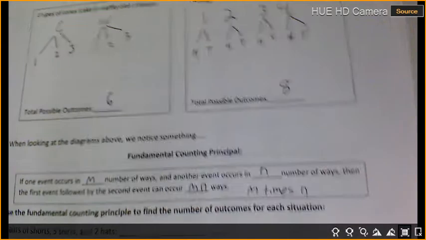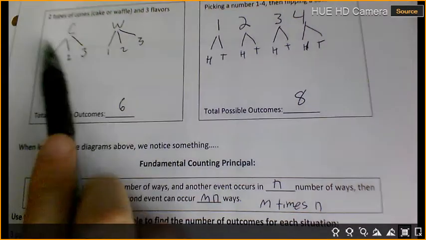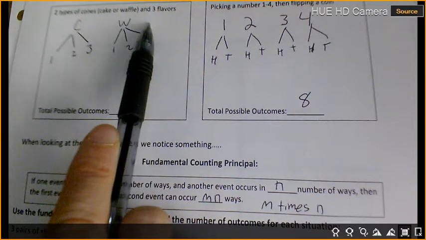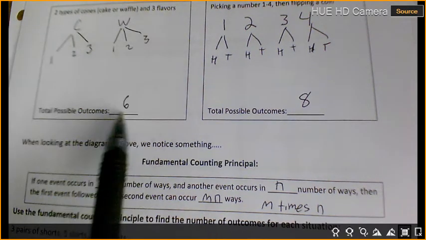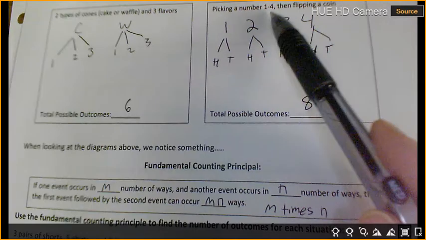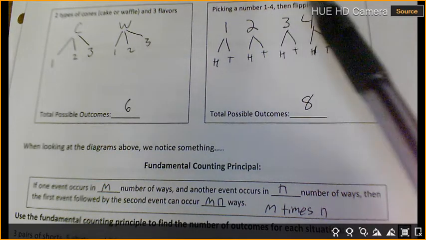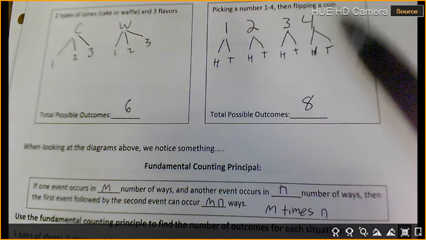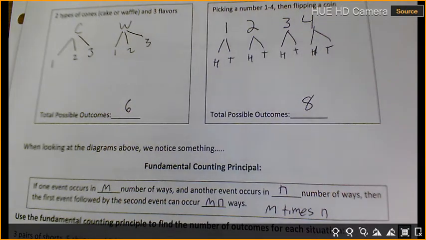So let's go back and look at these. I've got 2 cones and 3 flavors. What's 2 times 3? Is that how many options we came up with? This has 4 possibilities, and then the coin could be flipped over and have 2 possibilities. Okay, what's 4 times 2? 8. Okay, is this starting to make sense?